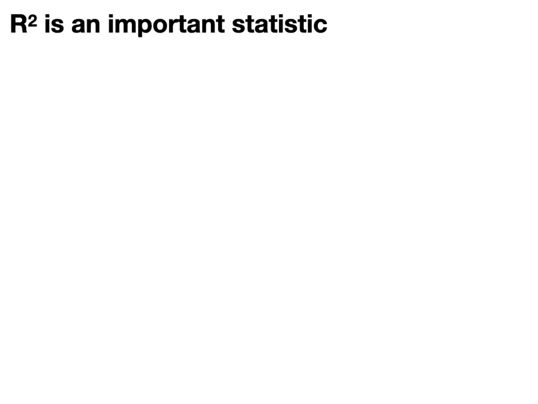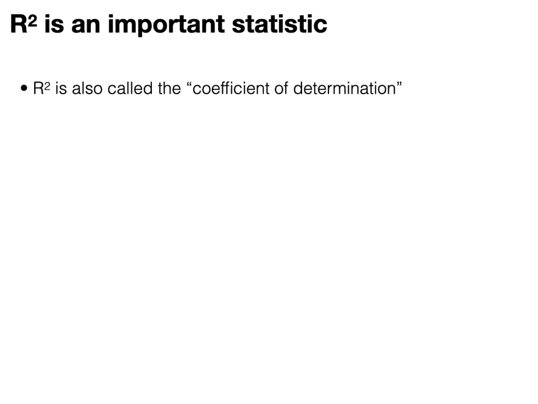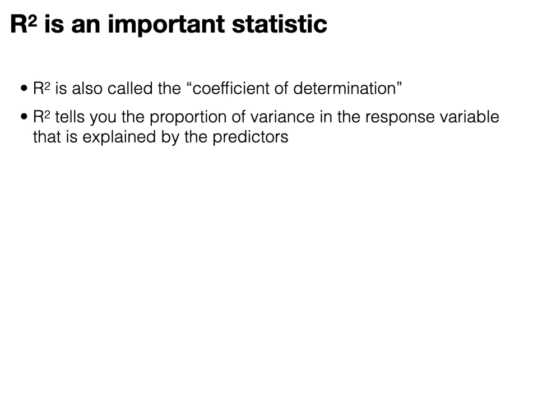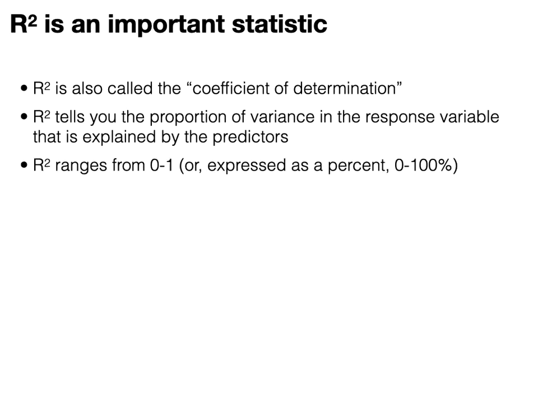Okay, so there's another important statistic that you can get out of the results of an ANOVA, and that is called R squared. R squared is also called the coefficient of determination. That doesn't help me remember it. But what it tells you is the proportion of variance in the response variable that's explained by the predictors. And so for our ANOVA, it's telling us how much of the variance in students' memory scores is explained by which study method they used.